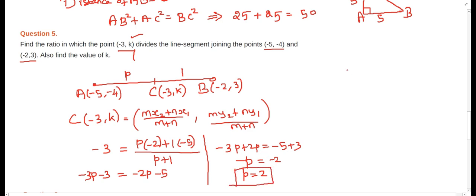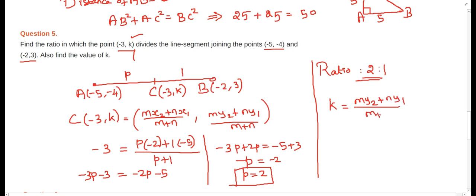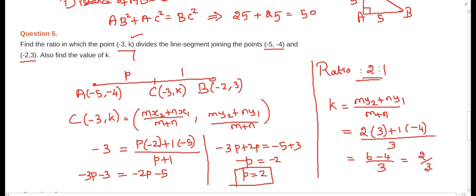So the ratio is 2:1. Sorry, yeah, the ratio is 2:1. Yes. And also we need to find the value of k. k equal to (my2 plus ny1) by (m plus n). So m is 2, y2 is 3, plus n is 1, y1 is minus 4, by m plus n is 2 plus 1, 3. So (6 minus 4) by 3, which is equal to 2 by 3. So k is 2 by 3.